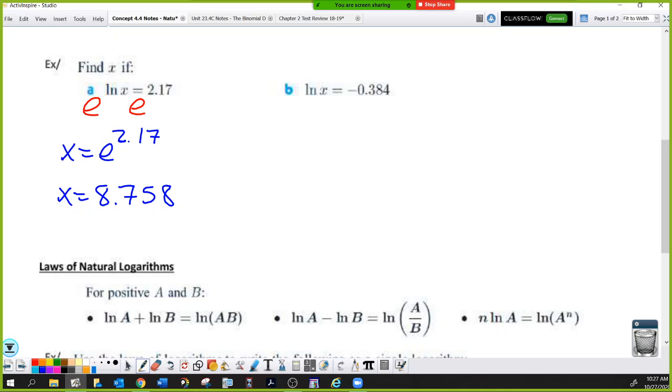Again, over there for part B, I have to cancel log base e. That's what ln is. I need to cancel ln. So I use exponential base e on both sides. So x is e raised to the negative 0.384. Grab a handy dandy calculator, because good luck knowing that number.